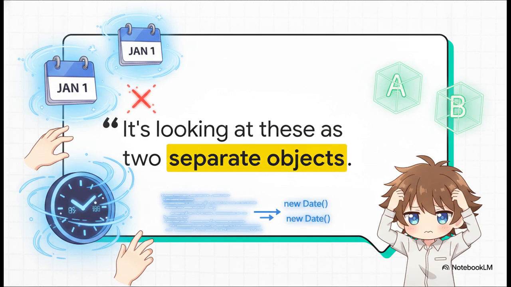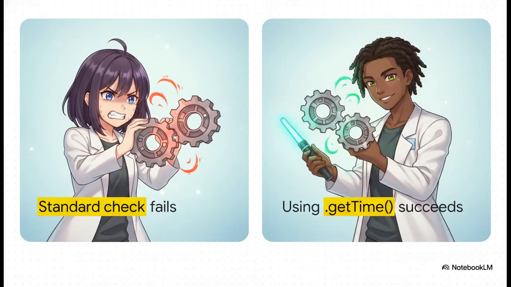Here is the aha moment. When you do a standard equality check, JavaScript isn't actually looking at the intrinsic calendar dates you typed in. Because you called that new Date constructor twice, JavaScript created two completely separate objects in the computer's memory. Even though the contents match perfectly, the code just sees object A and object B and concludes, nope, not the exact same object.